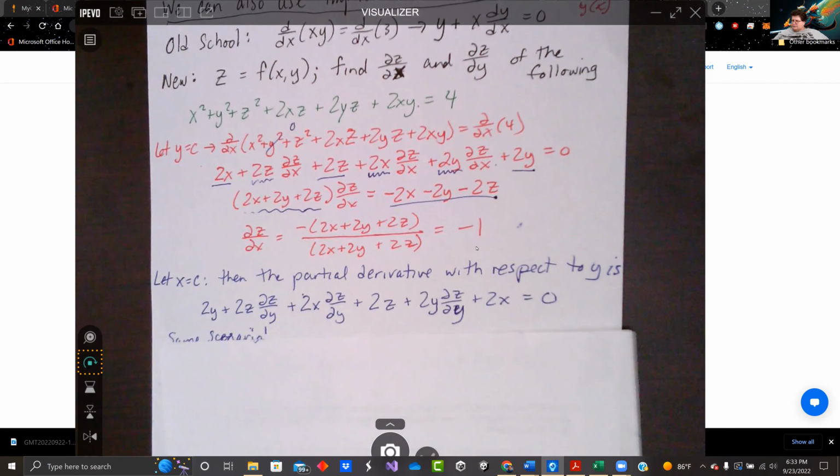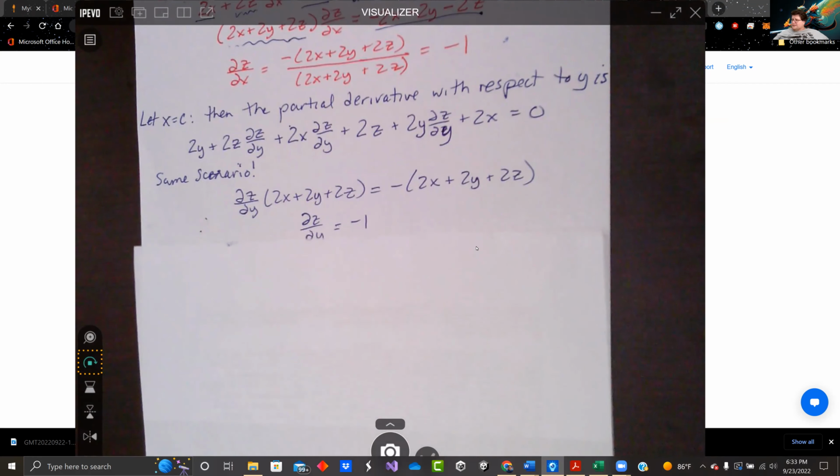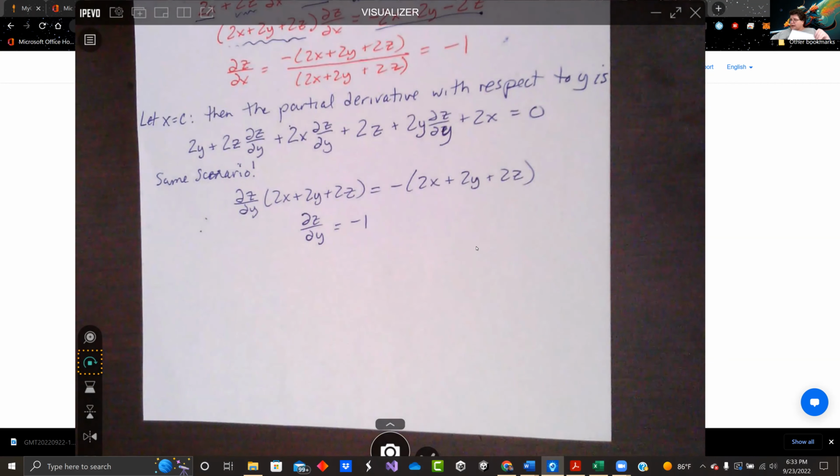This does the same thing. We can gather like terms, put them in parentheses, move everything else to the other side, and we showed that dz dy equals -1. Kind of cool.